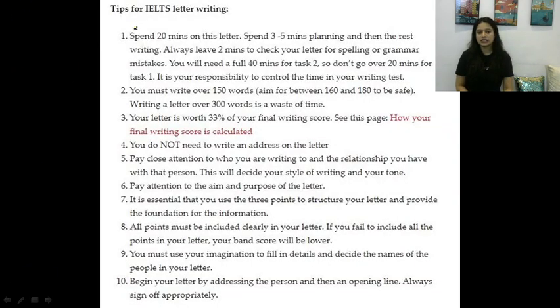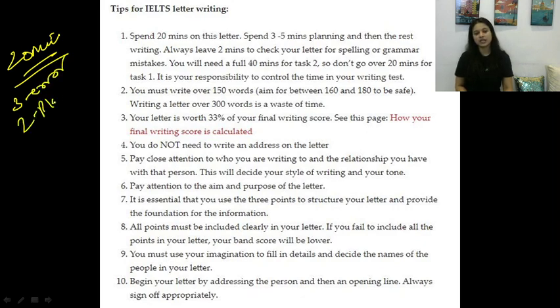So yeah, these are some tips. Spend 20 minutes, of course, you have to spend 20 minutes on the letter. पर वो 20 minutes पूरे नहीं हैं आपके पास. At least 3 मिनट आपको errors check करने के लिए चाहिए और एटलीस्ट 2 मिनट आप अपने लेटर को लिखने से पहले थोड़ा सा प्लान करो.